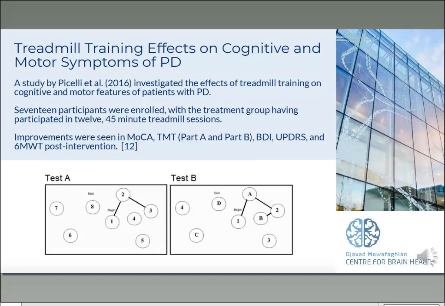It should be noted that more treadmill studies have indicated in order to see these results in the UPDRS, the exercise intervention needs the participant to reach at least 80 to 85% of their maximal heart rate. And as we'll discuss later, that is going to be a vigorous intensity level.